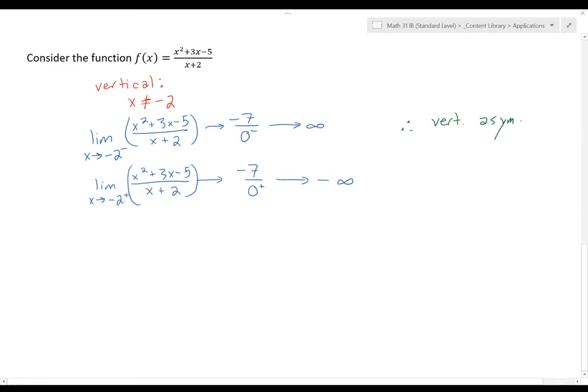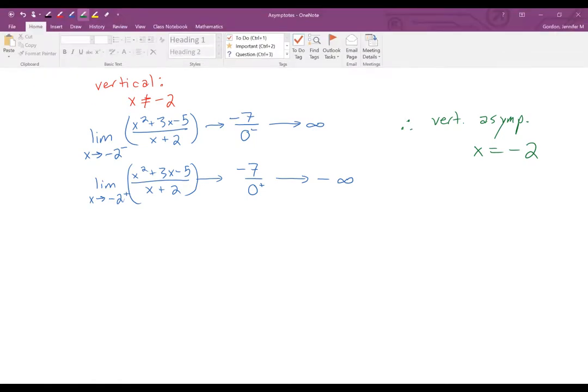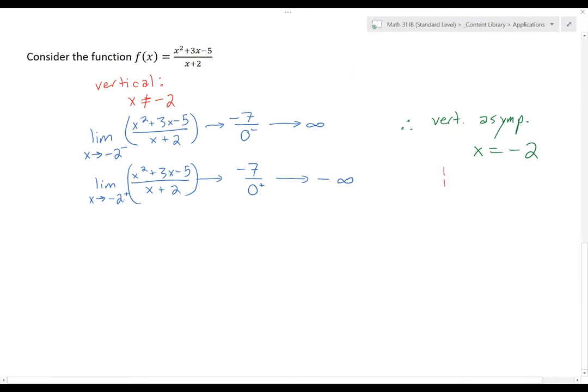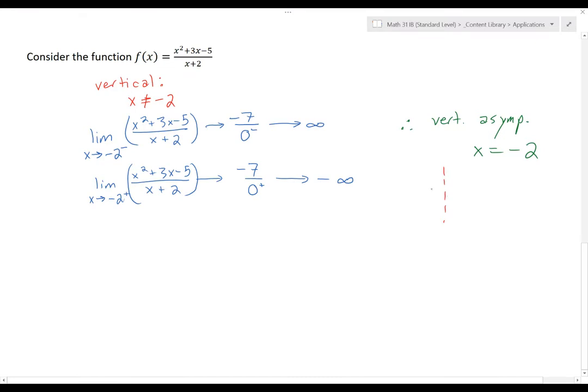And that vertical asymptote is at x equals negative 2. More specifically, I know the behavior of that function around that asymptote should be that the function from the left is going towards infinity and from the right is going towards negative infinity. So that's the situation for the vertical asymptote.